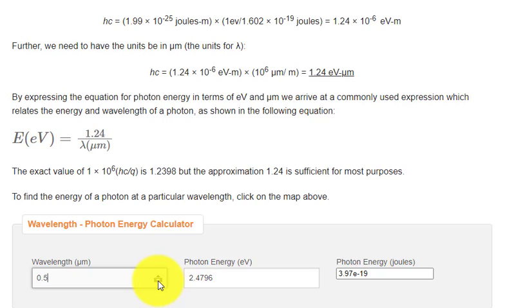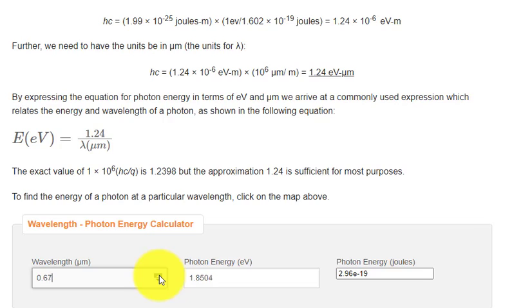hc equals 1.99 times 10 to the minus 25 joule-meters times 1 eV over 1.602 times 10 to the minus 19 joules, which equals 1.24 times 10 to the minus 6 eV-meters. Further, we need to have the units for lambda be in micrometers. hc equals 1.24 times 10 to the minus 6 eV-meters times 10 to the 6 micrometers per meter, which equals 1.24 eV-micrometers.